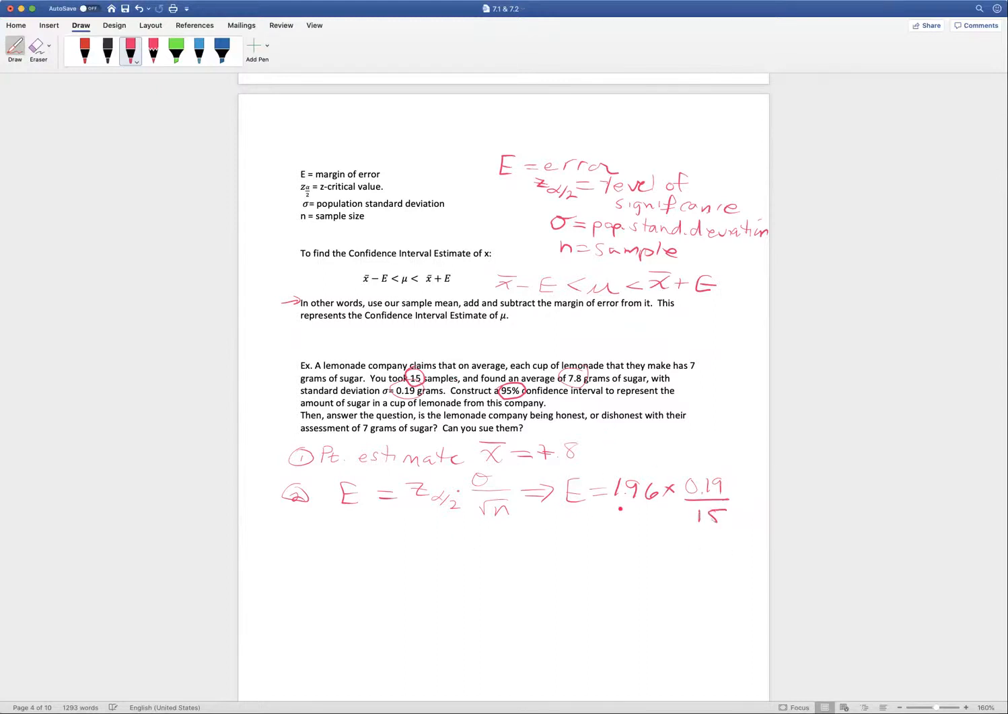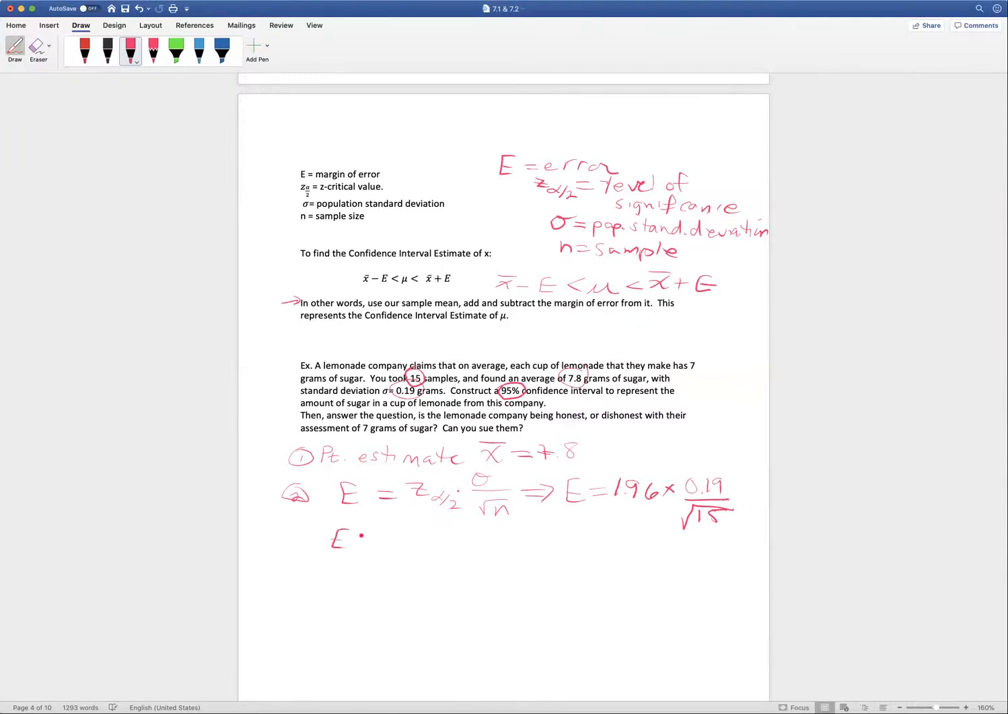Okay. Any questions about this so far? Just go back and read it over again and make sure that you're comfortable with these three values. Again, Z alpha over 2 comes from that two-tailed critical value when we have a 95% confidence interval. Sigma is our population standard deviation, which is 0.19. And n is equal to 15, so it'll be the square root of 15.